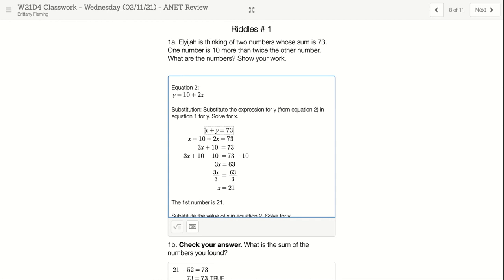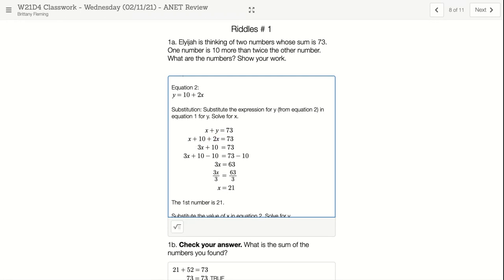So the first equation was x plus y equals 73. Okay? Where we see y, we're going to substitute in 10 plus 2x. So you can see that here in line 2. Instead of writing y, I wrote 10 plus 2x because I know from equation 2 that y is equal to 10 plus 2x. Now we have a one variable equation and we can solve for x.